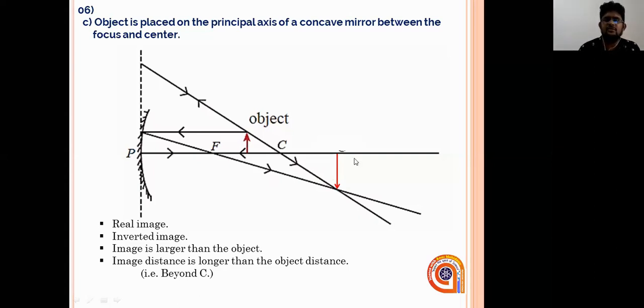Image is larger than the object. That's correct, right? Image distance is longer than the object distance. Is it correct? Image distance is longer than the object distance. Beyond C, the image will be formed. So these are the characteristics of the image.